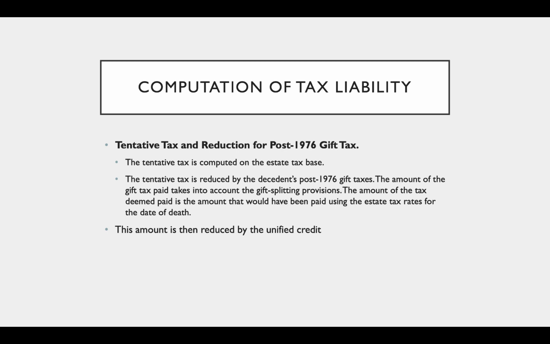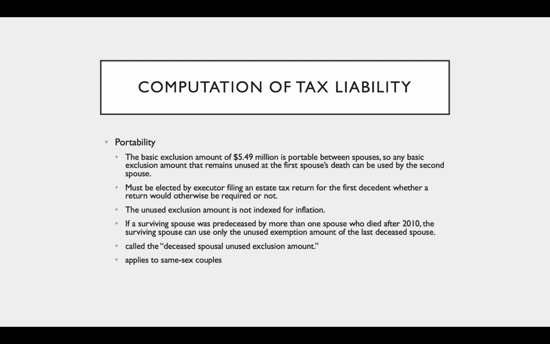Then we compute the tentative tax on the estate tax base. It's reduced by the decedent's post-1976 gift taxes. The amount of gift tax paid takes into account gift splitting provisions, and the amount of the tax deemed paid is the amount that would have been paid using the estate tax rates for the date of death. This amount is then reduced by the unified credit.